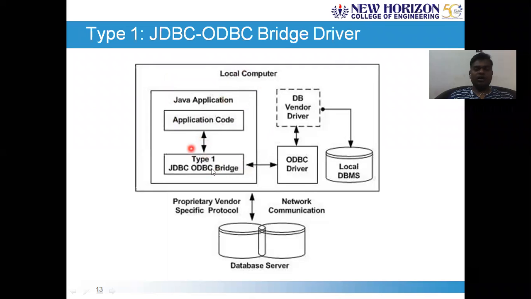This is the block diagram for the type 1 driver, where it first defines the Java application code, or the Java API associated with the JDBC process. You are writing the Java program using those library functions, so we call it application code. This application code, or Java code, needs to be translated into a form that is understandable by the type 1 driver.